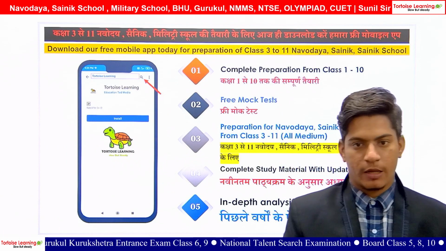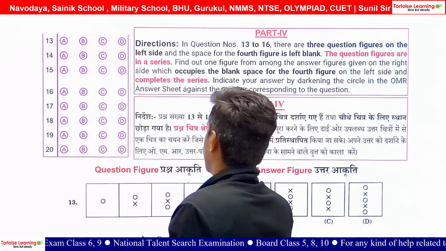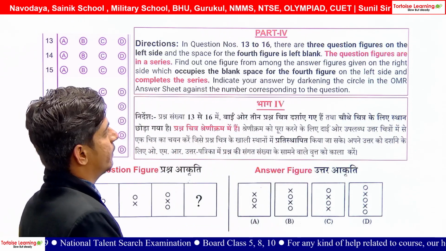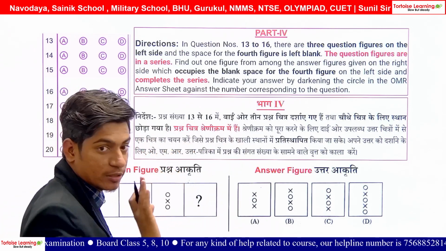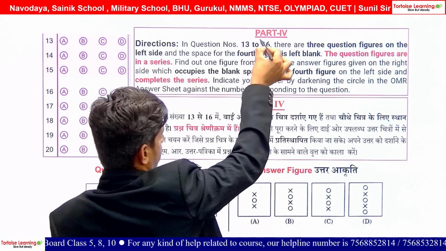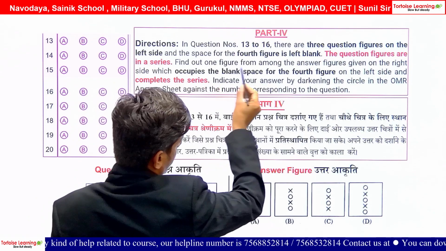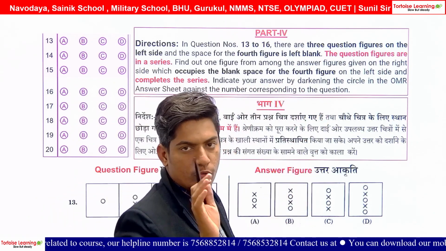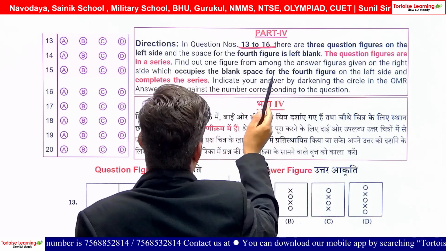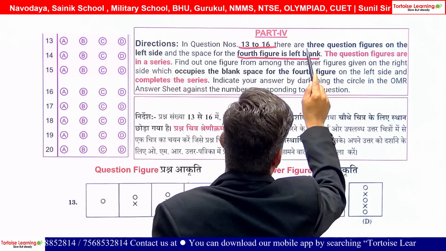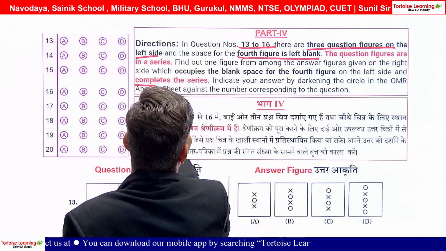this part is completed. We are moving to the next topic, means the next part, part 4. In this type of question, what we have to do is first read the instructions. In your exam, this part may be 4th, 5th, 6th, but the instructions will be the same, and you have to solve according to the instructions. So if you look at this, 13 to 16, the fourth figure is blank, 3 questions on the left side, 1, 2, 3 and 4, and we have to complete the series.